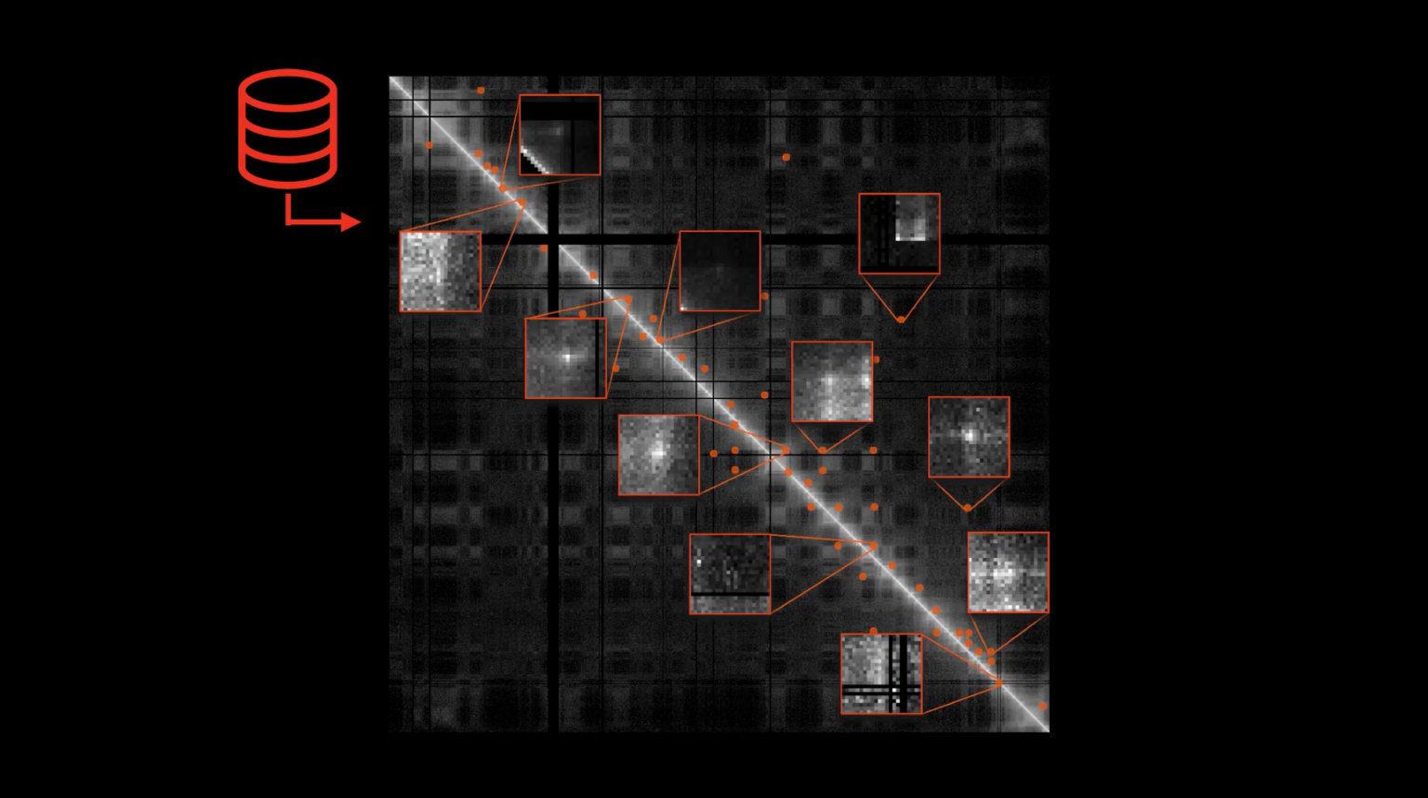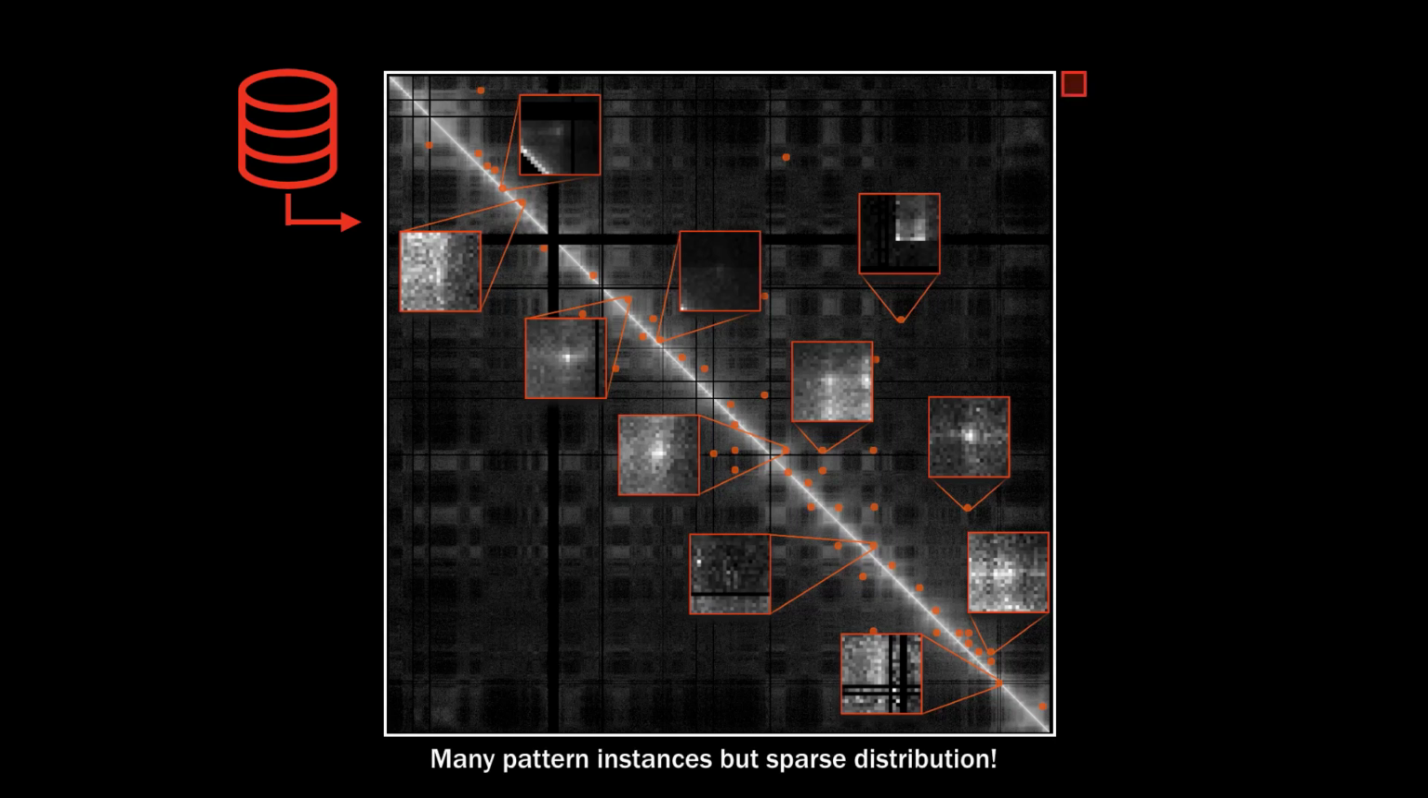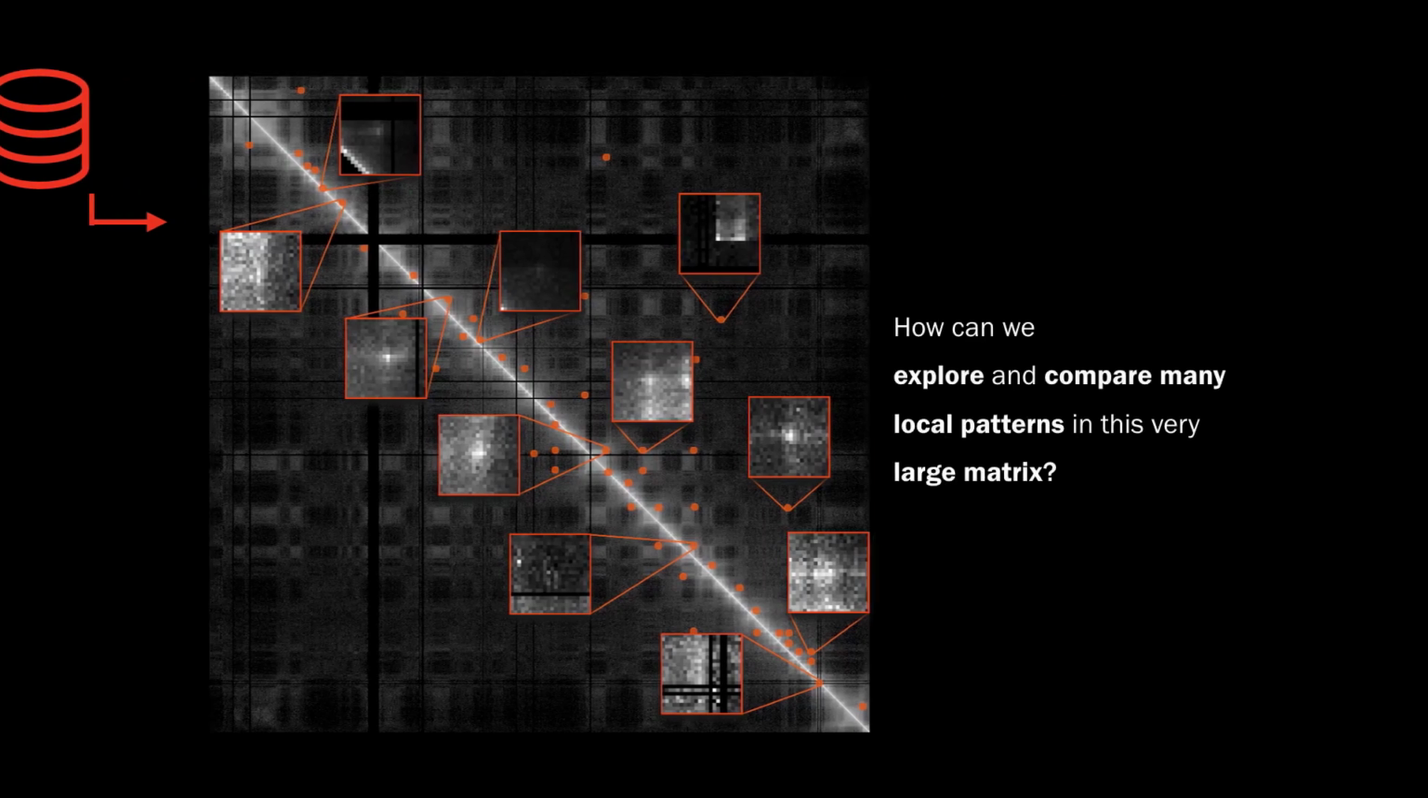What if we want to just compare all of those in a whole genome? How do we do this? There are a couple of thousand in there. This is the second tool that I want to introduce to you, and it's called HiPiler. You'll see in a second why it's called HiPiler. We have many pattern instances, but they're sparsely distributed, so how can we explore and compare them?